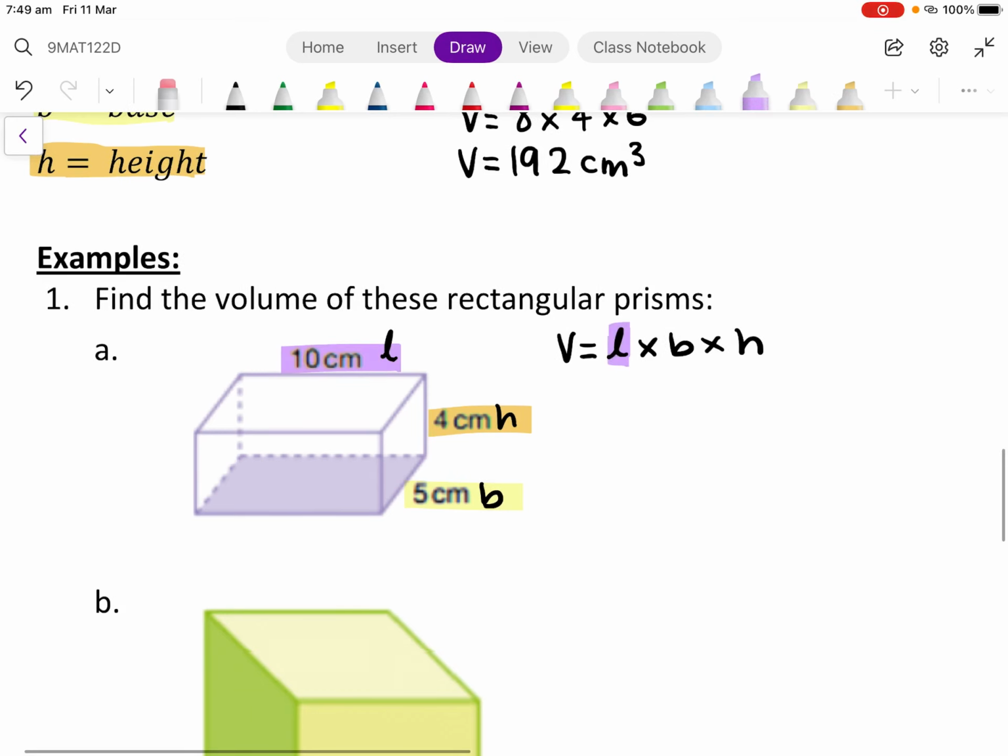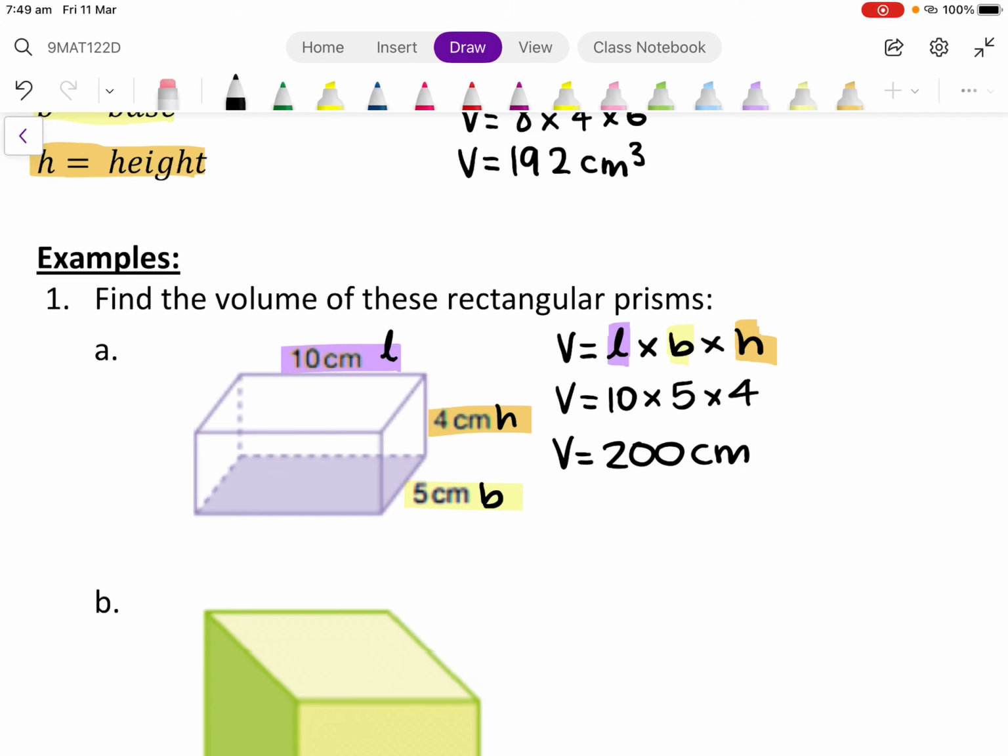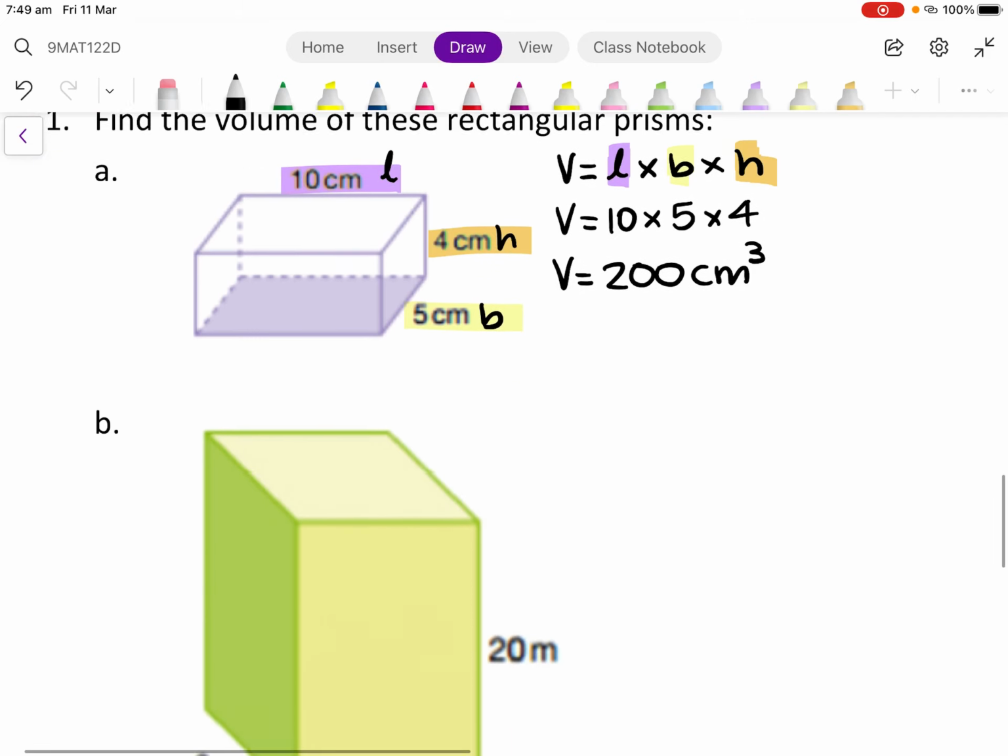So then what we want to do is substitute these values into our formula over on the side. So when we do that, we get V equals our length of 10 times our base of 5 times our height of 4. So V equals 10 times 5 times 4, which is 200 centimetres cubed.